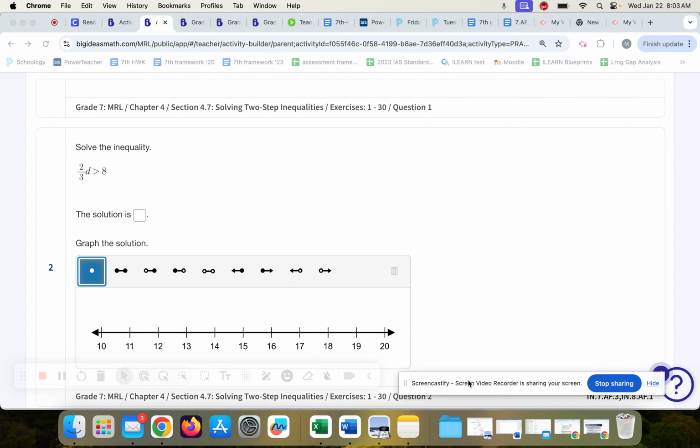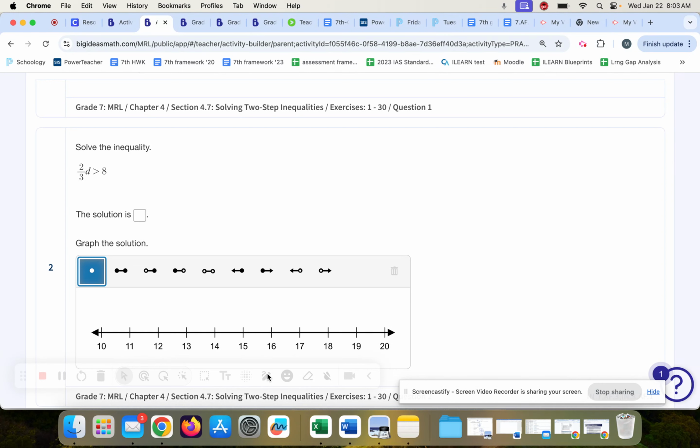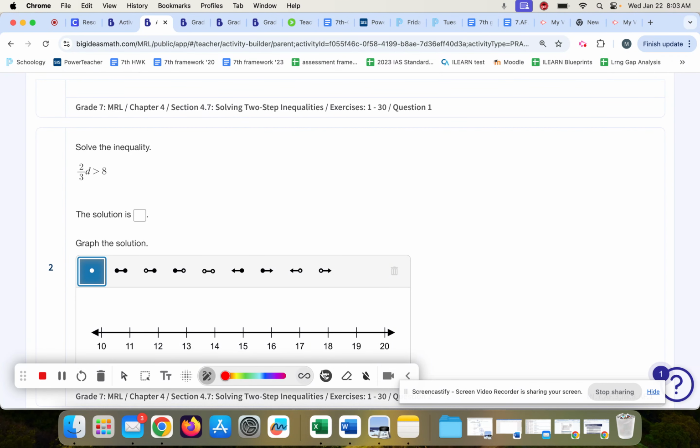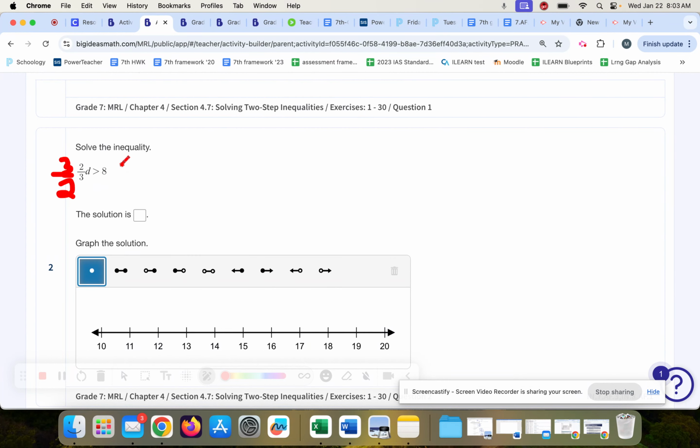Next one. Two-thirds times some number d. So to cancel the two-thirds, you divide. So if you're a calculator user, you type it in, you divide by two-thirds. Or you just flip and multiply. Multiply by 3 over 2. Why? The 2's cancel, the 3's cancel, and d is, instead of greater than, it stays the same because you didn't multiply by a negative.